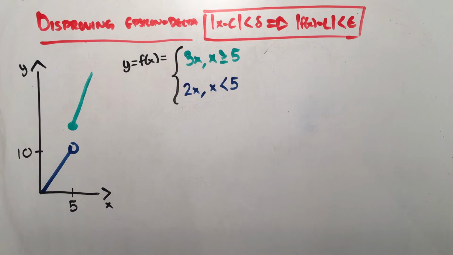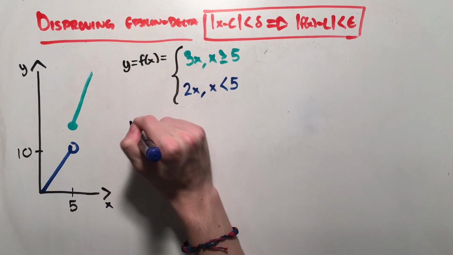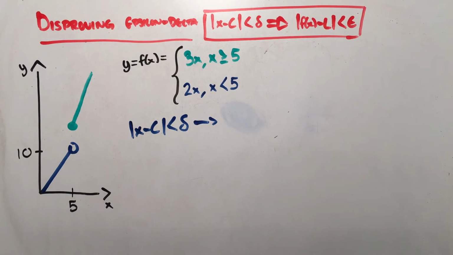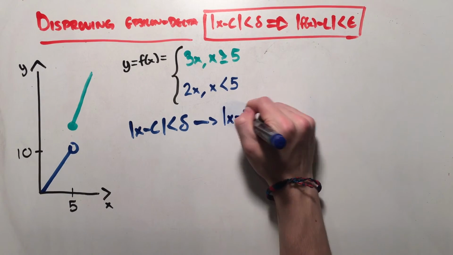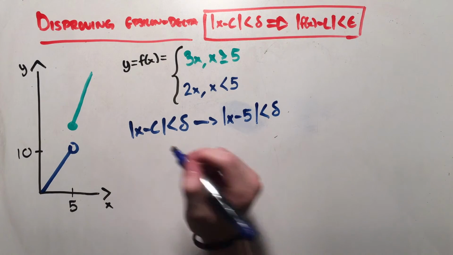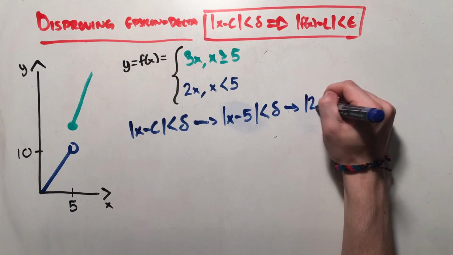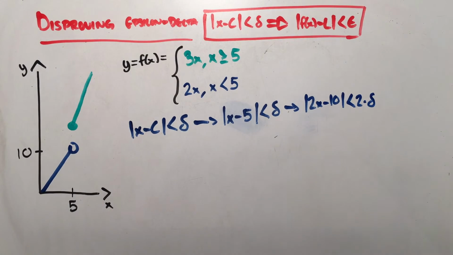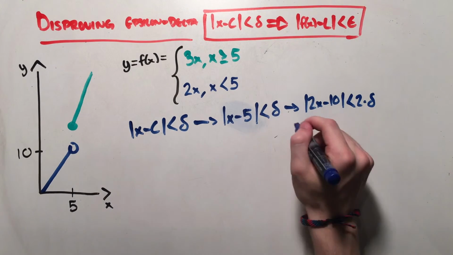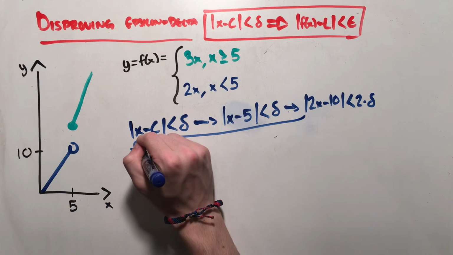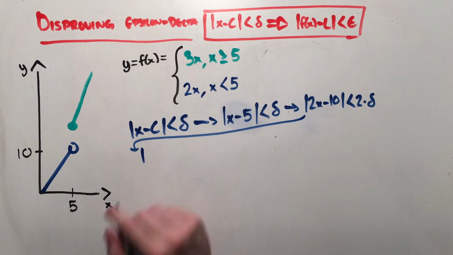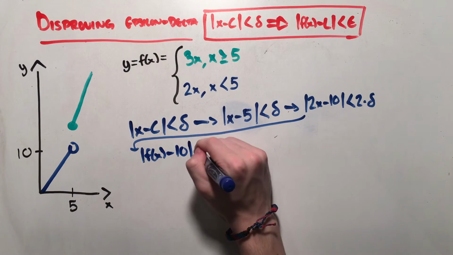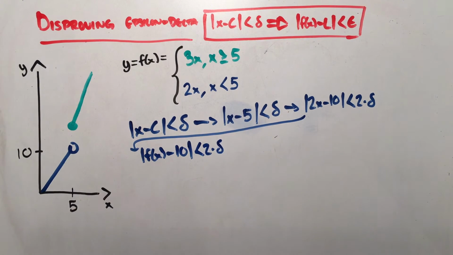In order to prove or disprove this one, we will have to work on each part of the piecewise separately. If we start with the part where x is less than 5, then f of x equals 2x, and we can write our definition out. The absolute value of x minus 5 is less than delta, which goes to the absolute value of f of x minus 10 is less than epsilon.